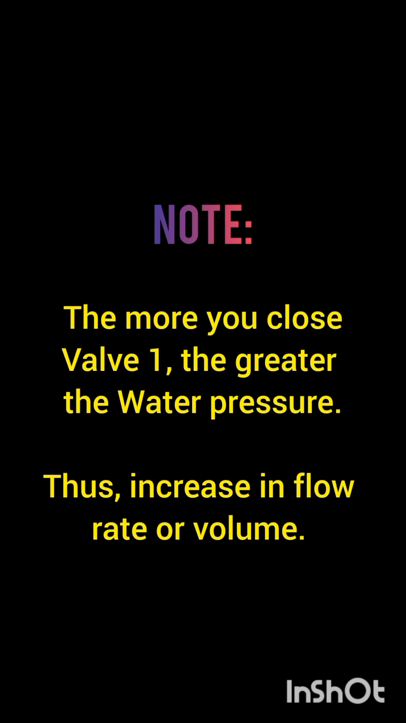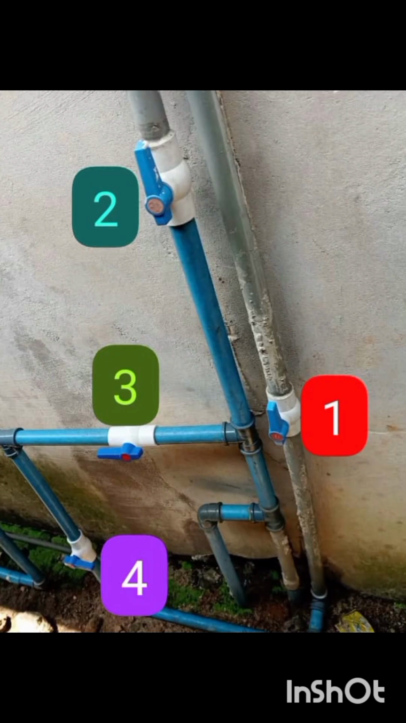Note that the more you close valve 1, the greater the water pressure and thus the water flow. On the other hand, if we are using the overhead tank as a source, we close valve 4 and open valve 3 completely.